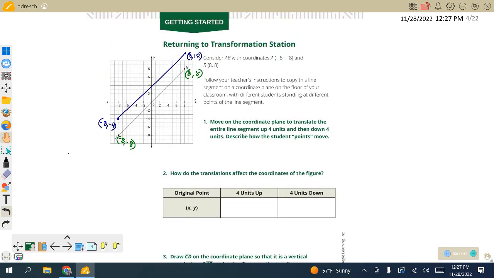I'm trying to think if they, yep. And they asked us to name this new one CD. So we're going to name this new one CD. Okay?